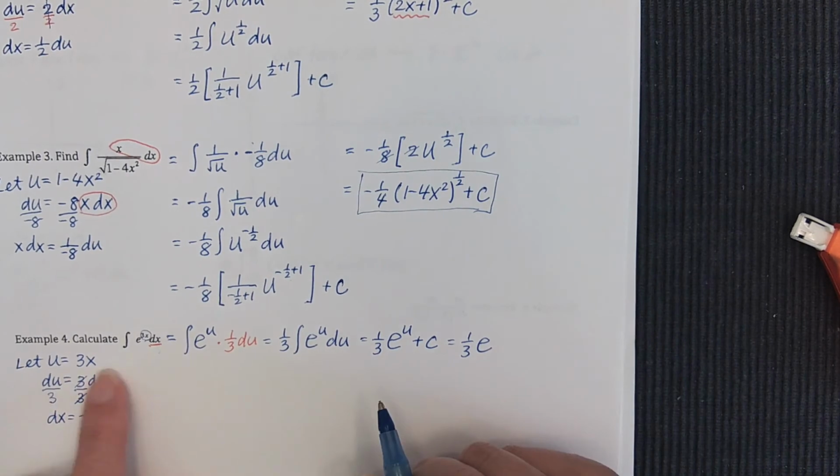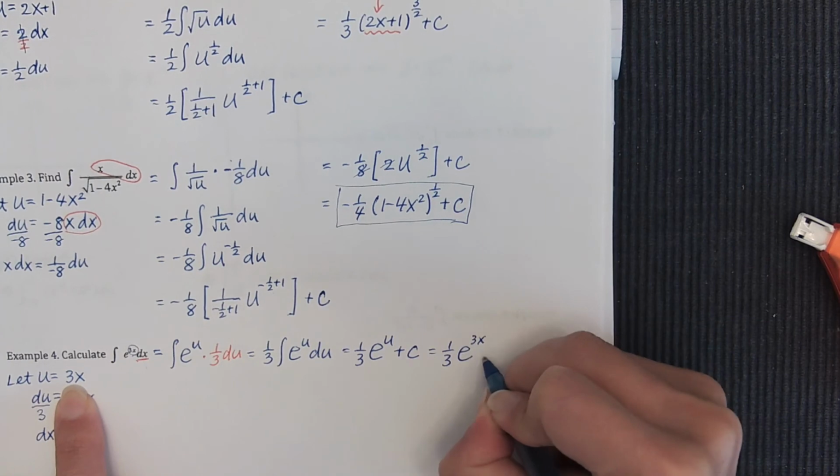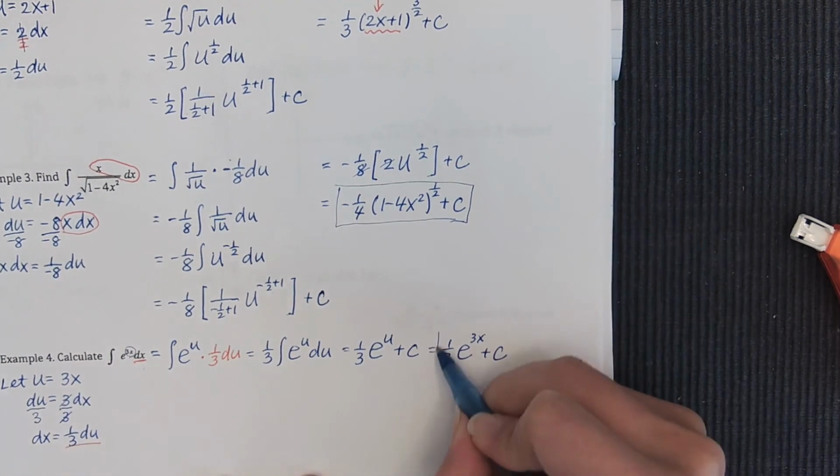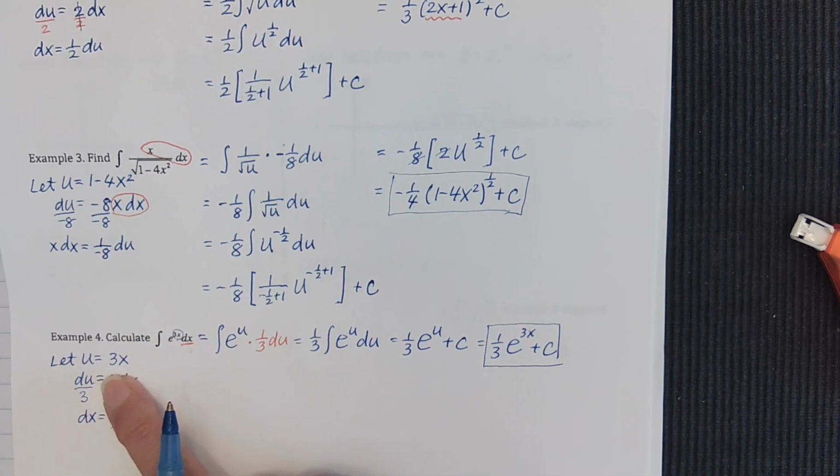To the 3x. That's right, because you have to go back to x. 3x plus c. Okay, that's the final answer. But that's the u-sub technique, when you use the u-sub.